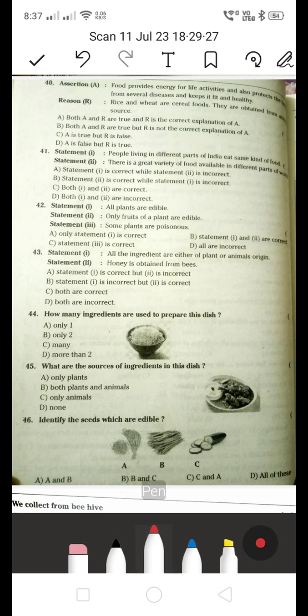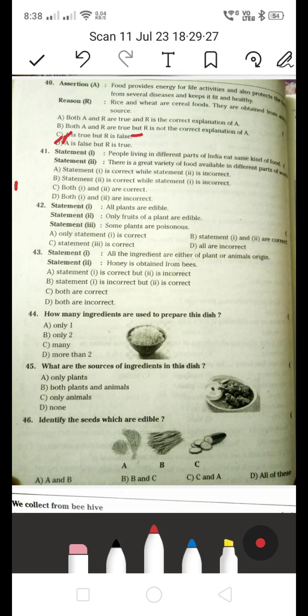Next question. Assertion: food provides energy for life activities and also protects the body from several diseases and keeps it fit and healthy. Reason: rice and wheat are cereal foods, they are obtained from animal sources. Options: A, both A and R are true and R is the correct explanation of A; B, both A and R are true but R is not the correct explanation of A; C, A is true but R is false; D, A is false but R is true. Which is the correct answer? Its answer is C, because A is true but R is false. C is the right answer.